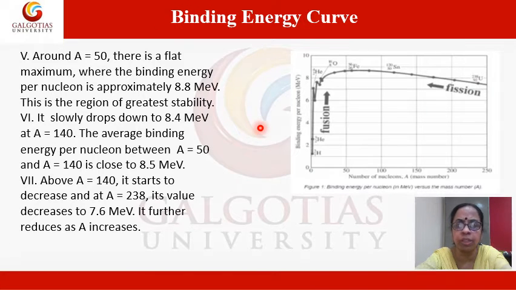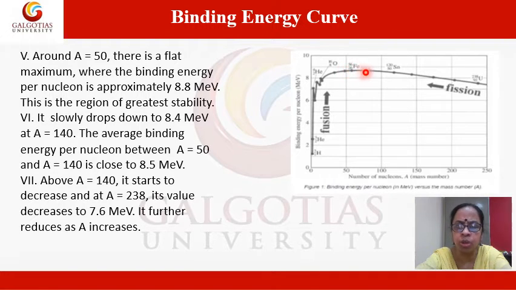Now let us go for the nuclei which have mass number around 50. There is a flat maximum where the binding energy per nucleon is approximately 8.8 mega electron volt. This is the region of greatest stability. So these materials will not show fission and fusion reactions.